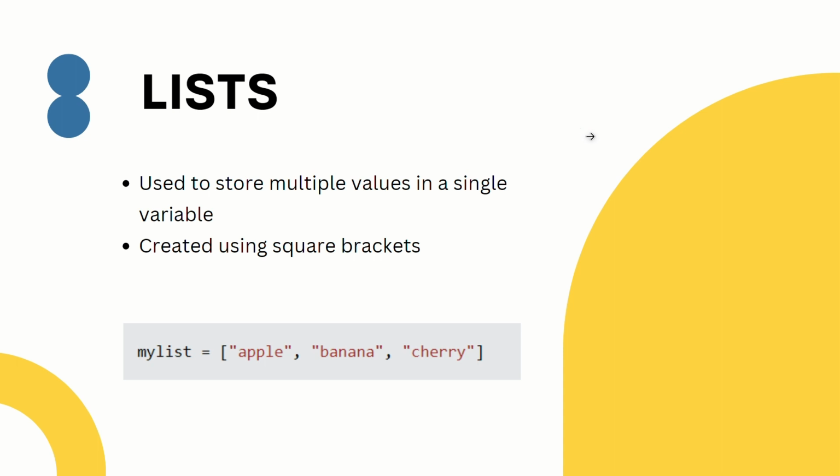So what is a list? A list is used to store multiple values in a single variable, and it is created using square brackets. As you can see in this example, this list contains three items. All of them are strings: apple, banana and cherry. It is declared using square brackets, and every item is separated using a comma. All of this is stored in just one single variable, which in this case is my list.